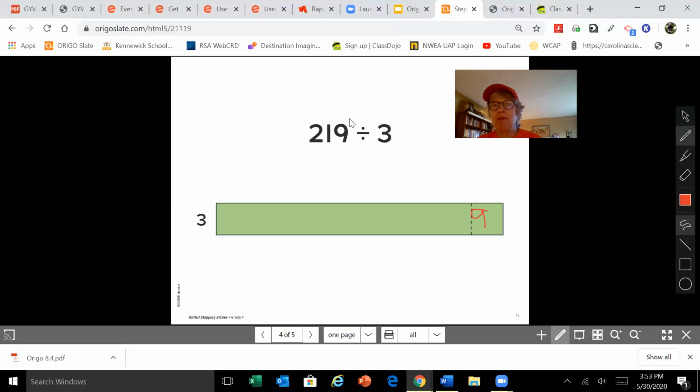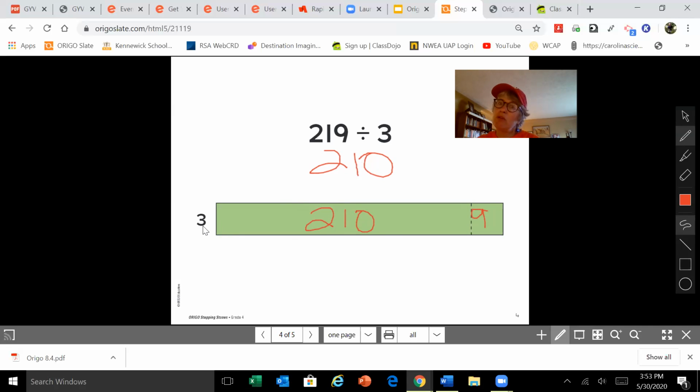Now, what do I have left? If I take 9 away from 219, I am left with 210. And right off the bat, I'm liking this, okay? I'm gonna, in fact, put that 210 right here because I know that 3 could go into 21. Therefore, I know that 3 would go into 210.